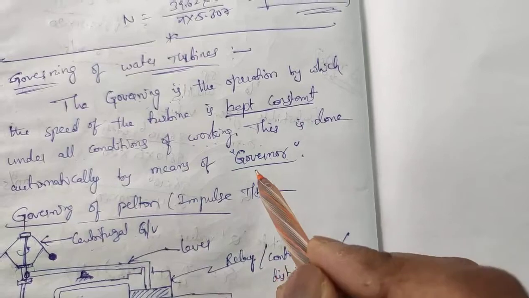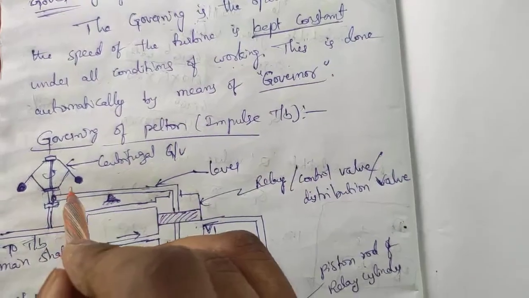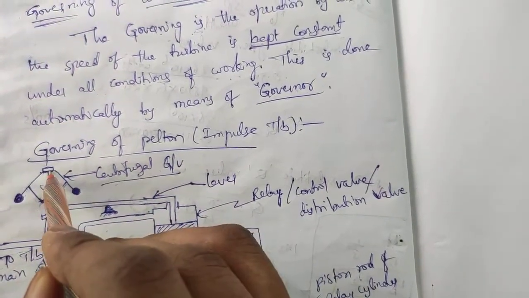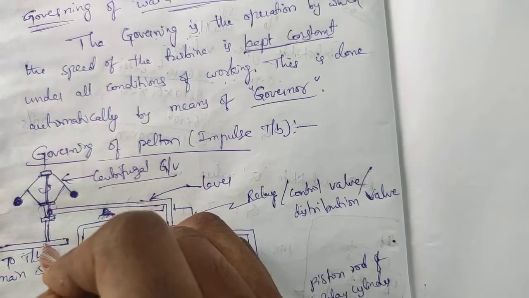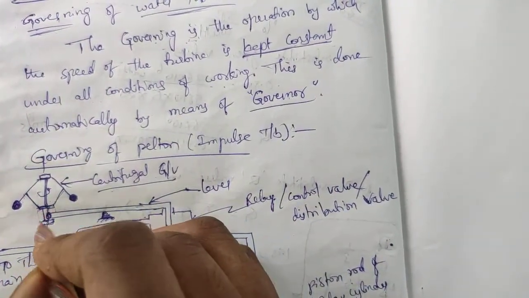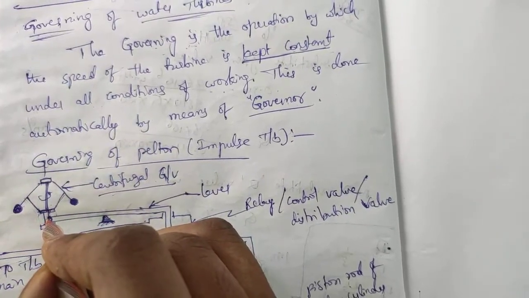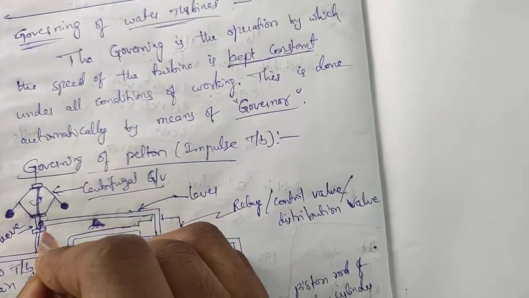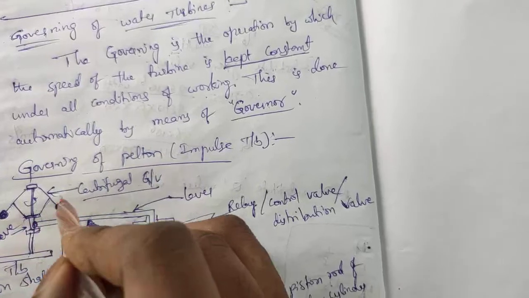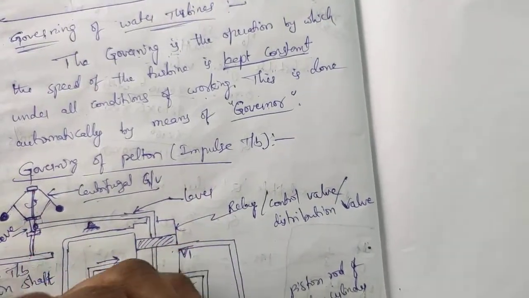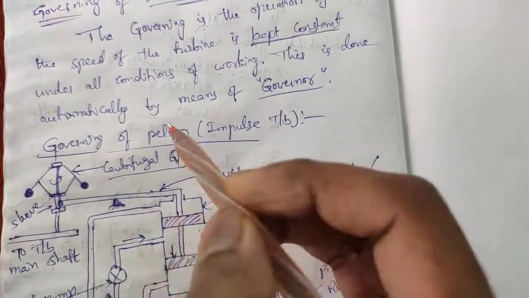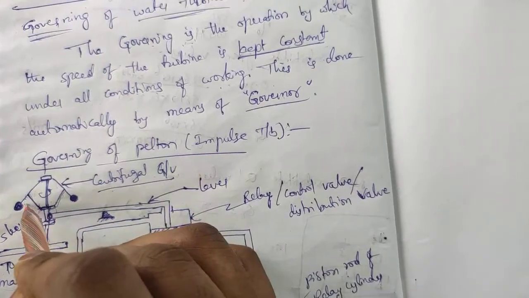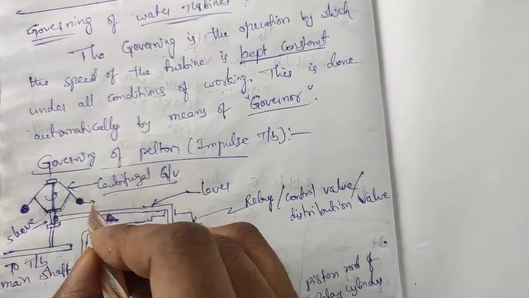In this governing system, most turbines use centrifugal governors. This centrifugal governor has one large shaft, and at the intermediate stage we fix one sleeve. This sleeve can move up and down, and this shaft is directly connected to our turbine main shaft. And here you see 4 links. To 2 of the links we connect balls.